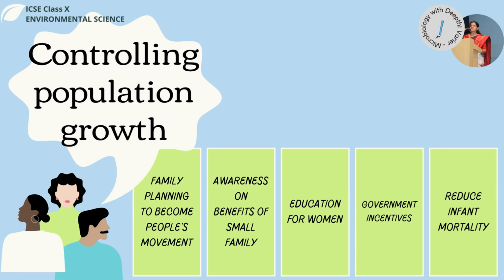Such incentives need to be taken up by the government immediately in areas where there is increasing population growth. And finally, reducing the infant mortality. This is because parents should not have larger families. They shouldn't increase the family size just so that at least a few survive.